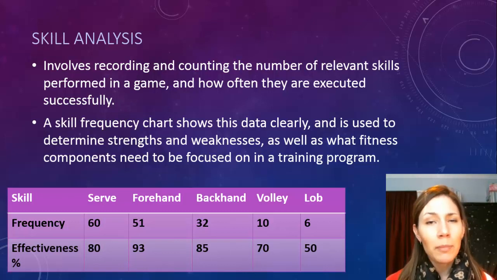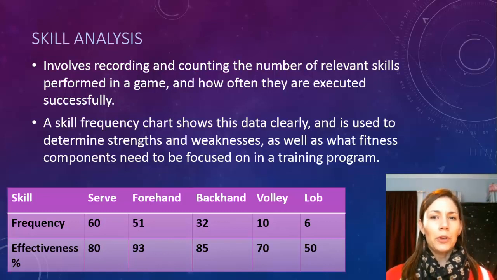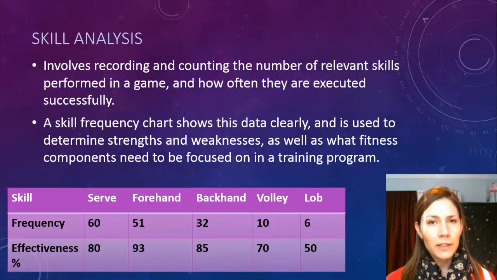And going back to tennis again, because tennis has a very set, specific amount of skills involved. Although these aren't all of them, we can see that there's a serve, a forehand, a backhand, a volley and a lob, and it records how often they were performed and how effective they were. So you would definitely have to determine prior as to what effectiveness means, whether it actually wins the shot or whether it just got in the court, because obviously players at different levels will be looking for different things.